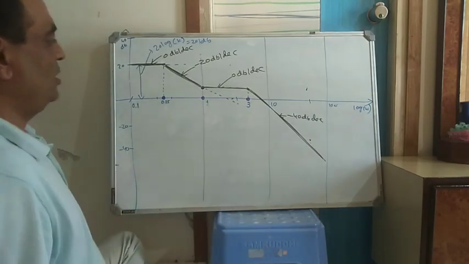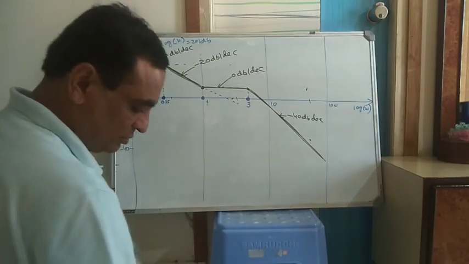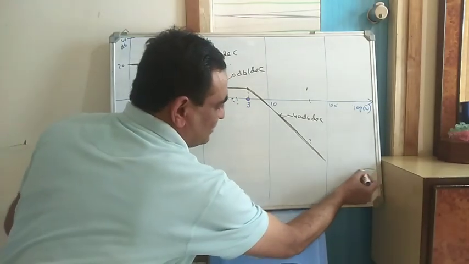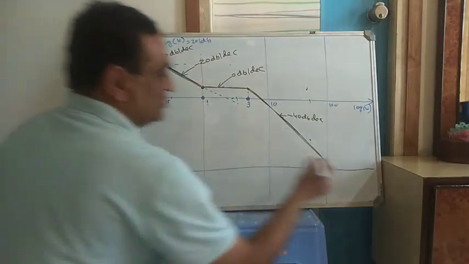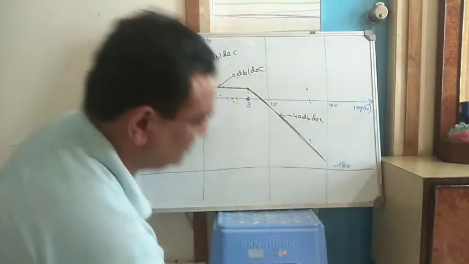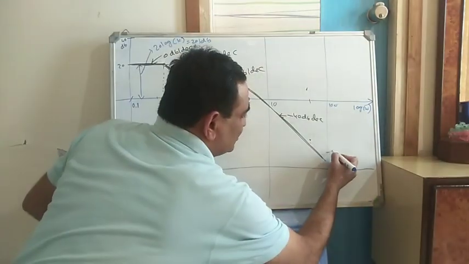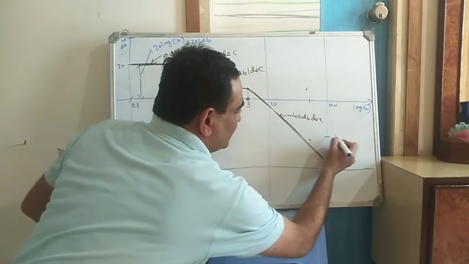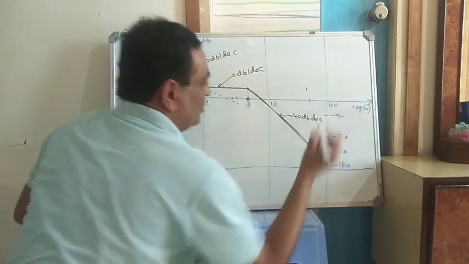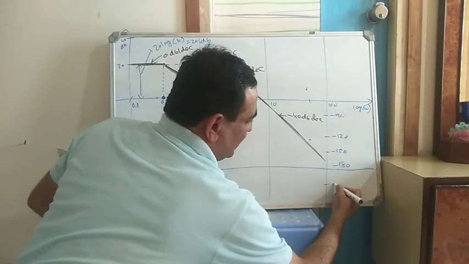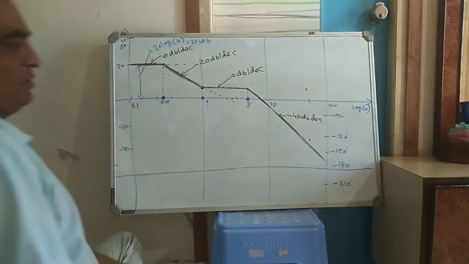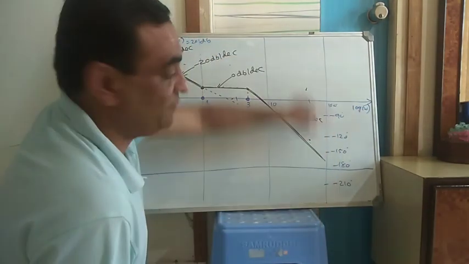All right. Now let us do the phase plot. For the phase plot, I need to have a phase equation. I need to have the minus 180 degree line. So let's say this is the minus 180 degree line. Okay, and so minus 180, this is minus 150, this is minus 120, this is minus 90. This would be, let's say, minus 210 degree. Okay, so this is my phase axis.